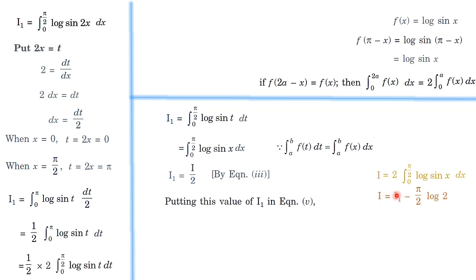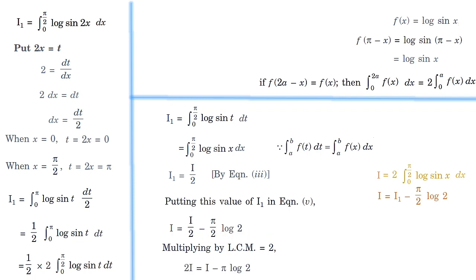I is equal to I1 minus pi by 2 log 2. So I1 value we have to substitute. That is I is equal to, I1 value is I by 2, so we substituted I by 2 minus pi by 2 log 2. So I only we have to calculate. From here onwards you can go with your own calculation. It's not a problem. Taking the LCM, I am multiplying.